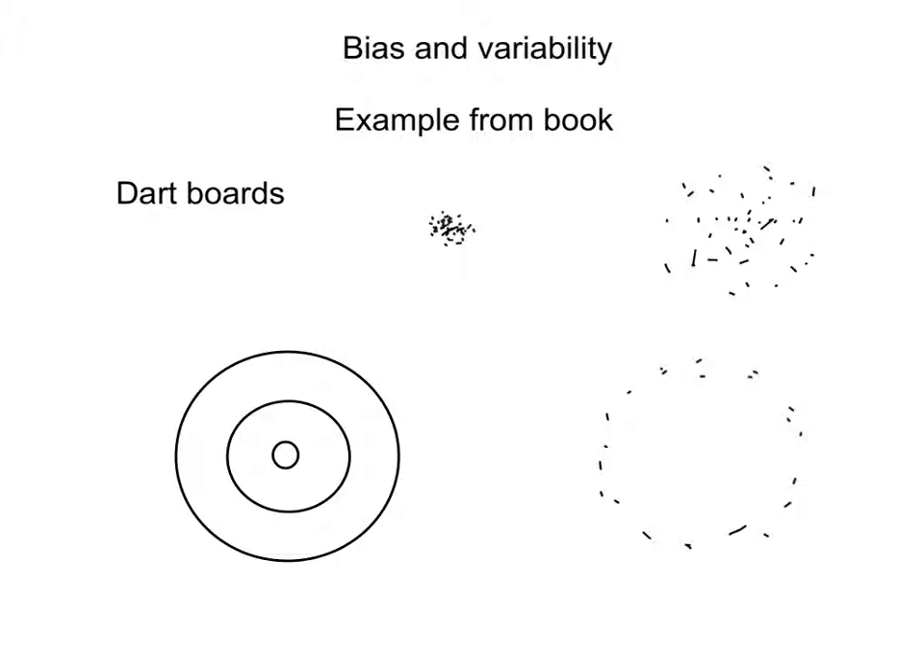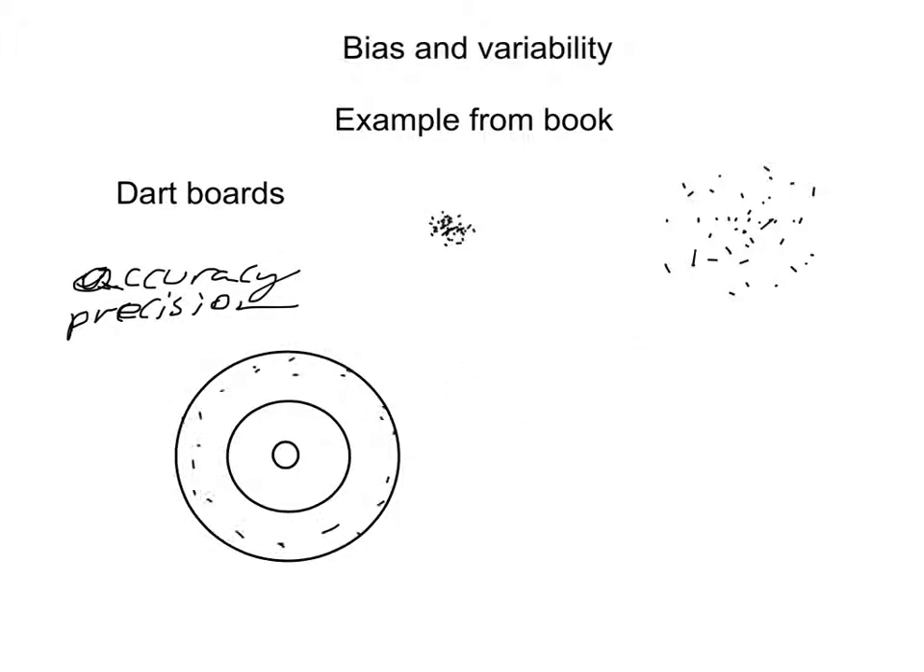Also something to discuss is bias and variability. There are different types of things. There's something called accuracy, and then precision. So here we don't have a lot of accuracy.